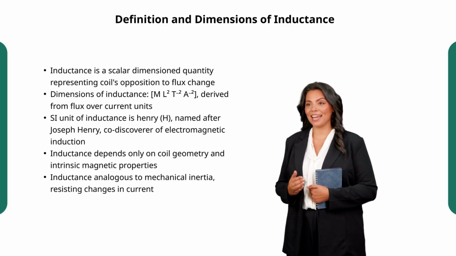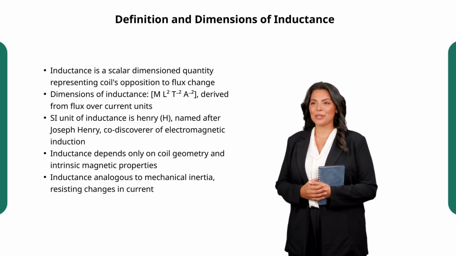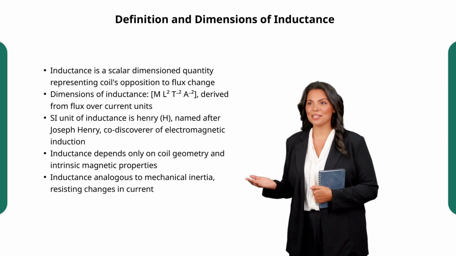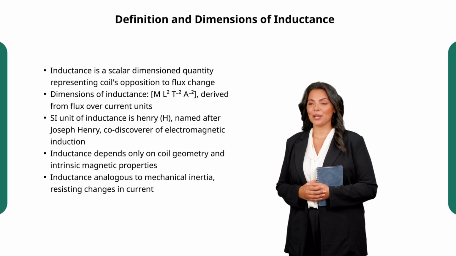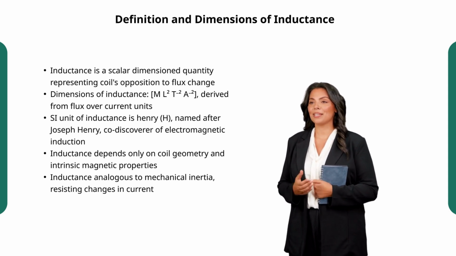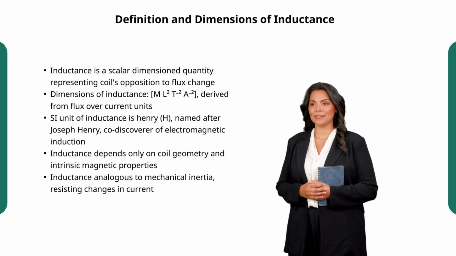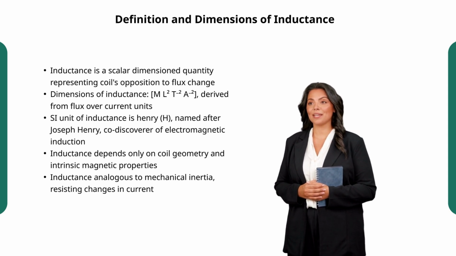Let's deepen our understanding of inductance by looking at its physical and dimensional nature. Inductance is a scalar quantity, unlike vectors such as magnetic field or current. It quantifies how a coil resists changes in current by linking changing magnetic flux to induced electromotive force, or EMF. Its dimensions derive from magnetic flux divided by current, which is mass times length squared, per time squared, per ampere squared, expressed as M L squared T to the minus 2 A to the minus 2.